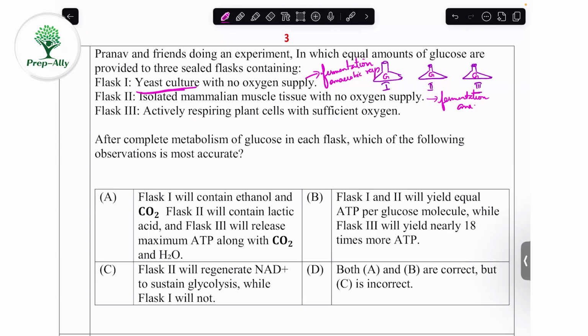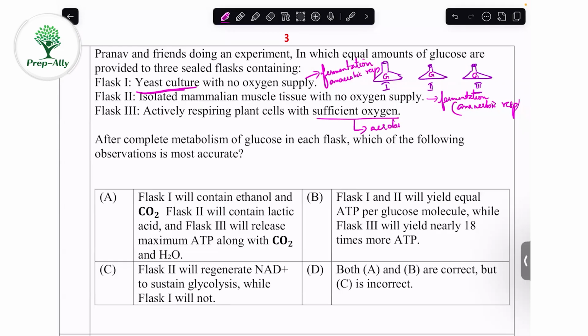Okay, this is where lactic acid is produced in mammalian muscle, right? That causes the muscle pain, like muscle cramps. If we take flask 3, it has actively respiring plant cells, so they have sufficient oxygen. That denotes aerobic respiration. Got it? So that's the thing.